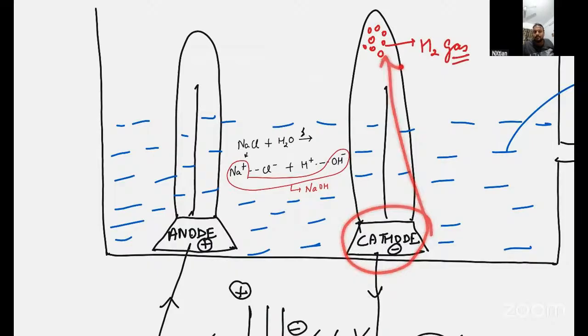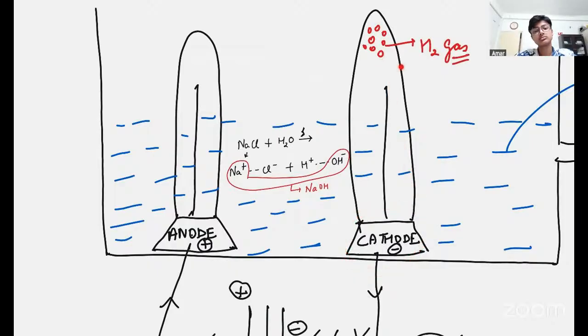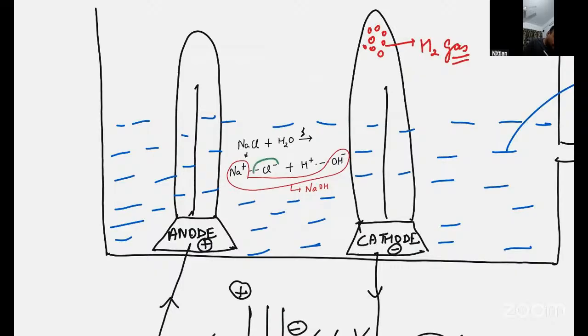Everyone got this? And this Cl minus ion will go towards the anode. Cl minus ions make a bond, and we will get chlorine gas at the anode.